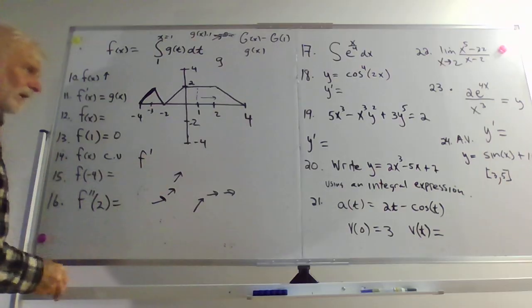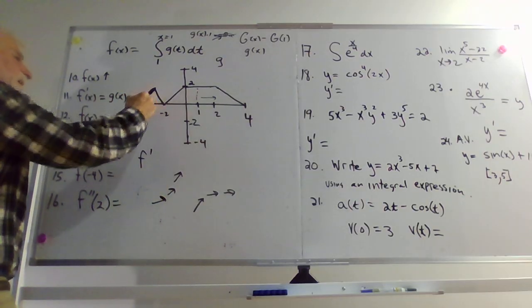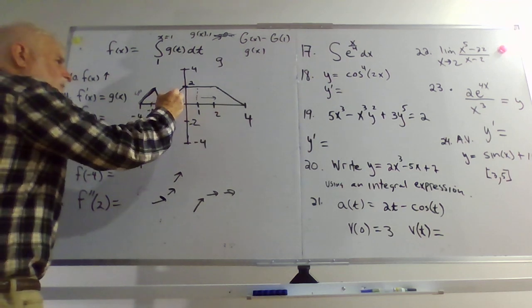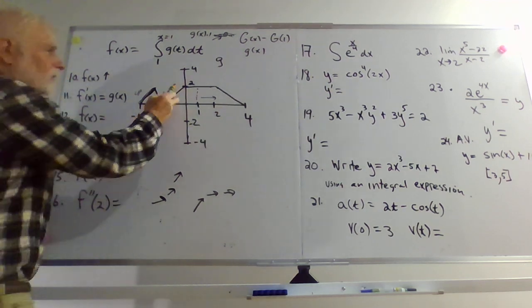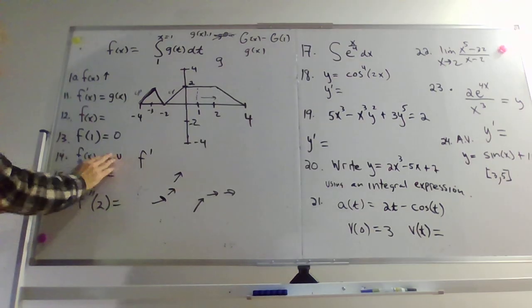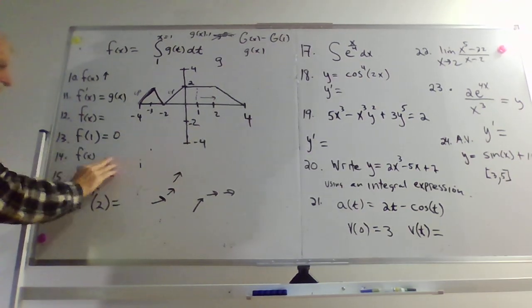My slopes are going up. Here are representations of your slope values. I'm going up. Here's another place I'm going up. I'm going down. I'm not changing at all. I'm going down. So when am I concave up? From -4 to -2.